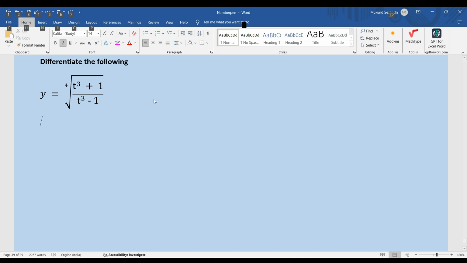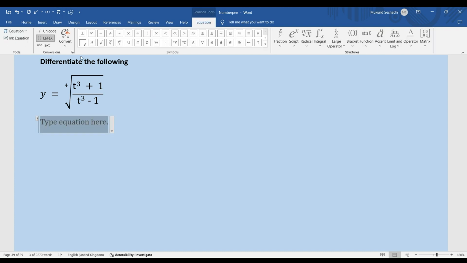To eliminate the fourth root, I'm going to make a simple substitution: t cube plus 1 divided by t cube minus 1 equals u to the power 4, right? So let me write that as step 1.